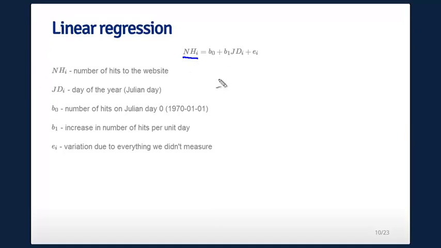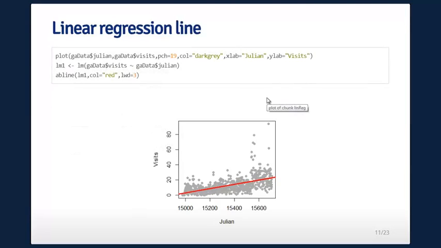So you could model the number of web hits as having an intercept and a slope times the day, and then you could add an error term, right? Just a standard linear regression. You know the interpretation for all this at this point. Oh, and Jeff gives the Julian day 0 there. So here's the plot of the fit, and that looks good. And we'll talk in a minute about why you might want to model this instead as Poisson.